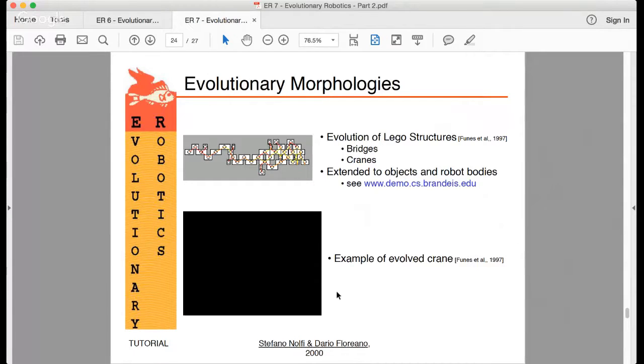And I don't know what's going on in the bottom part, which is an example of an evolved crane. But as you can see here, it's a black image. So probably it's a video that is not available in their slides. Maybe if you go to the paper, you can find a link to this video.